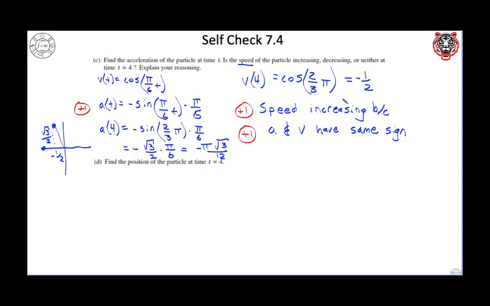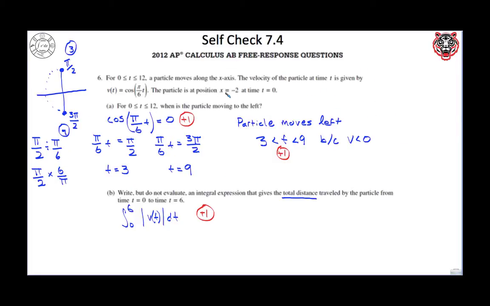We need to find the position of the particle at time equals 4. We only have 2 minutes. I don't know if we're going to be able to finish this. Let's go really quick. So position means I'm going backwards, I'm taking the antiderivative. And I'm really doing start plus change to get the end. Okay, where did we start? We started at x equals -2.